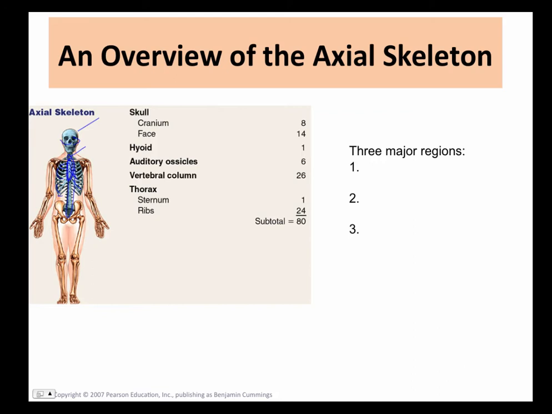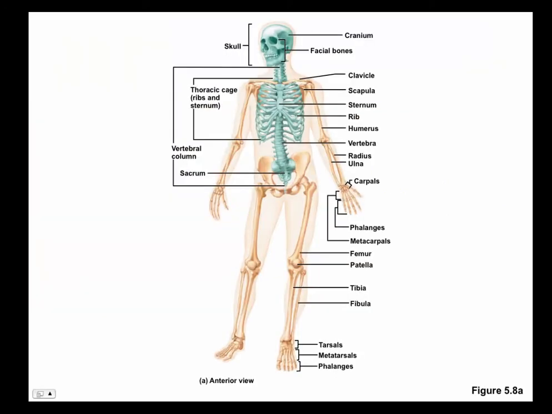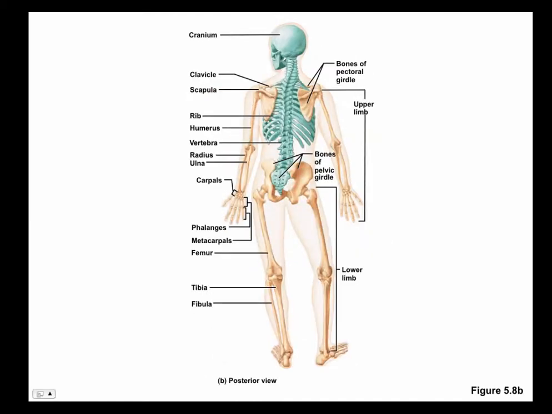So we can break this down to three major regions, being the skull, vertebral column, and the bony thorax. And so bony thorax is this right over here, and this is all underneath the skull, and then here is that vertebral column. Okay. And so here we have an anterior view of the different regions we're going to cover, and then of course our posterior view.